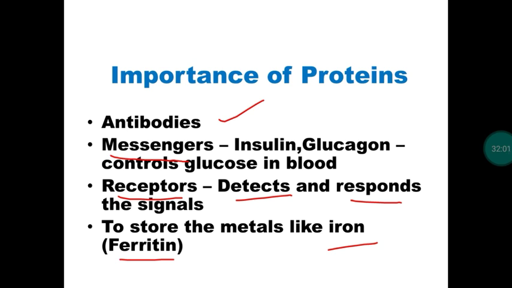So we have completed what is protein, what is alpha amino acid, the classification of amino acids, and properties of amino acids. Then peptide bond formation, polypeptide chain. Next, classification of protein, structure of protein, denaturation of protein. Then finally, importance of protein. So all these concepts are very important to study well.